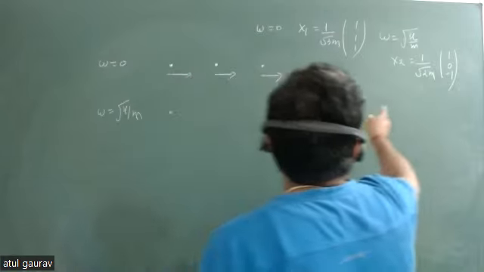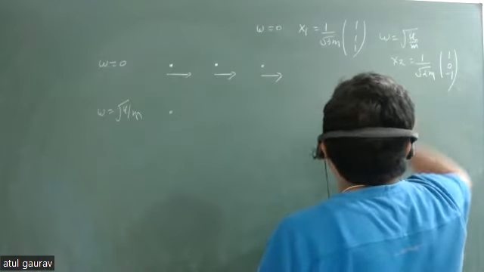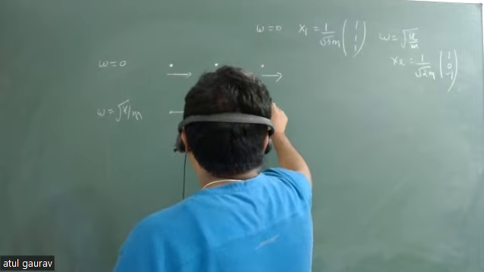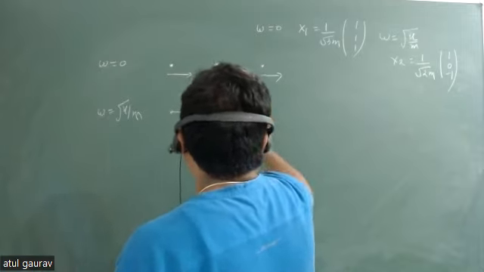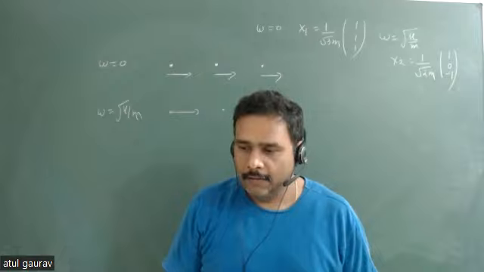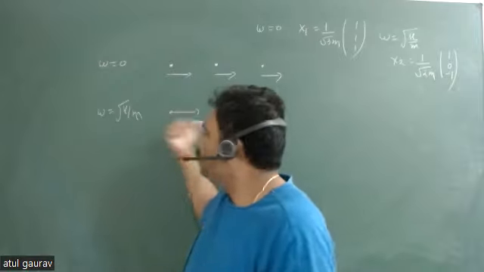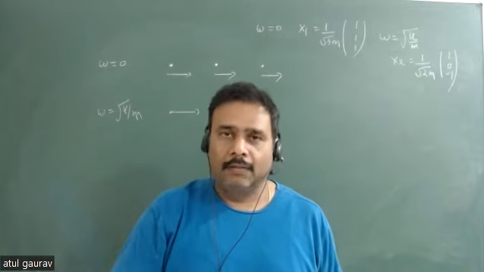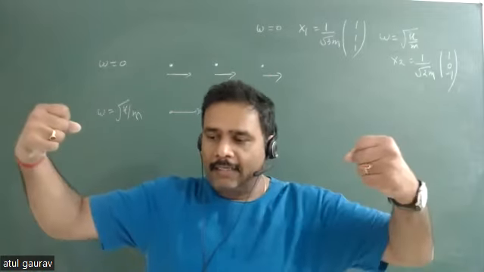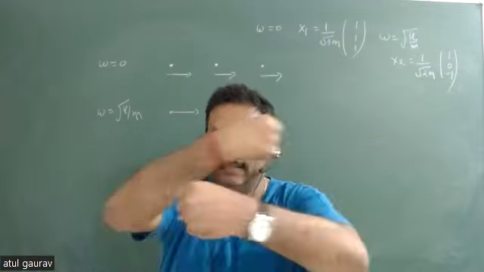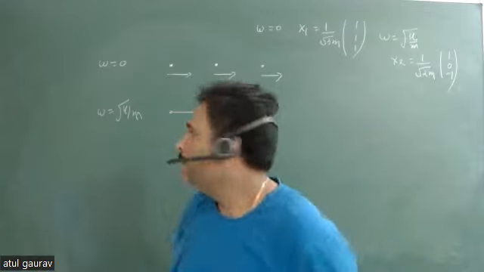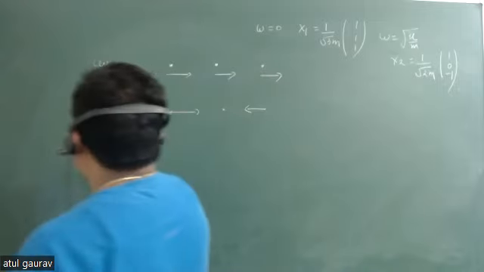Now the second one. So this is 1, 0, minus 1. If the first is moving 1 unit, the second will remain at rest, and the third is just moving in the opposite direction. For this particular omega, this is another independent motion. So the second particle is at rest, and these two particles will move like this. Are you getting my point?